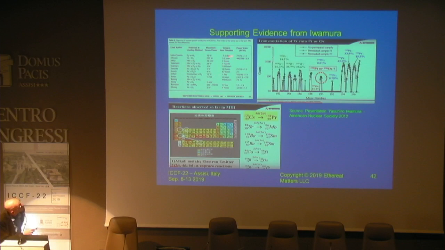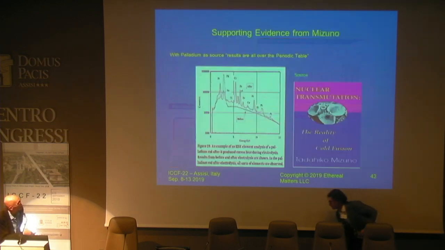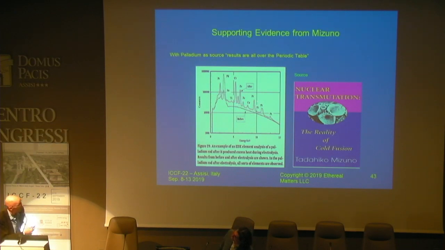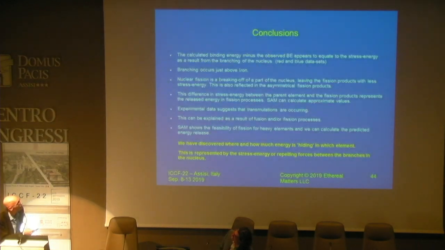A little bit more supporting evidence from Iwamura. We can see all these jumps here, lots of jumps. Fission, fusion, I think both are happening. And then Mizuno, already working on this for a long time. Basically, the elements are all over the periodic table, so that has to be a fission in our... thank you, I'm going to conclude.